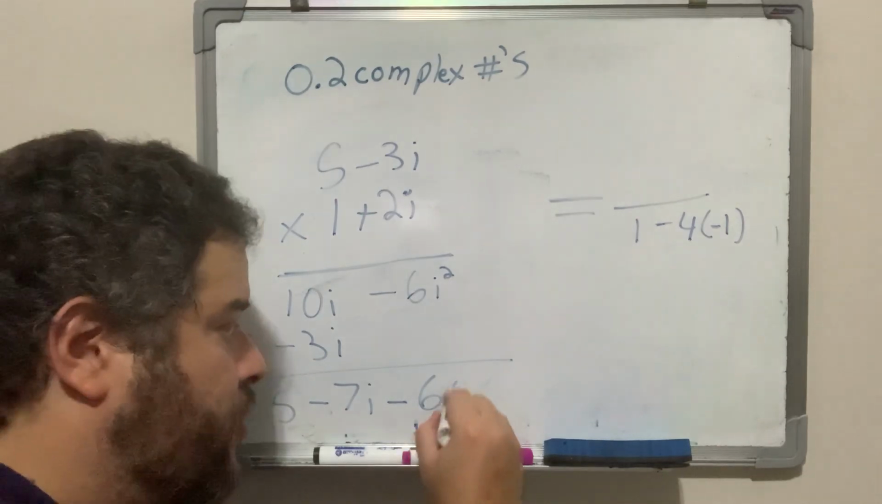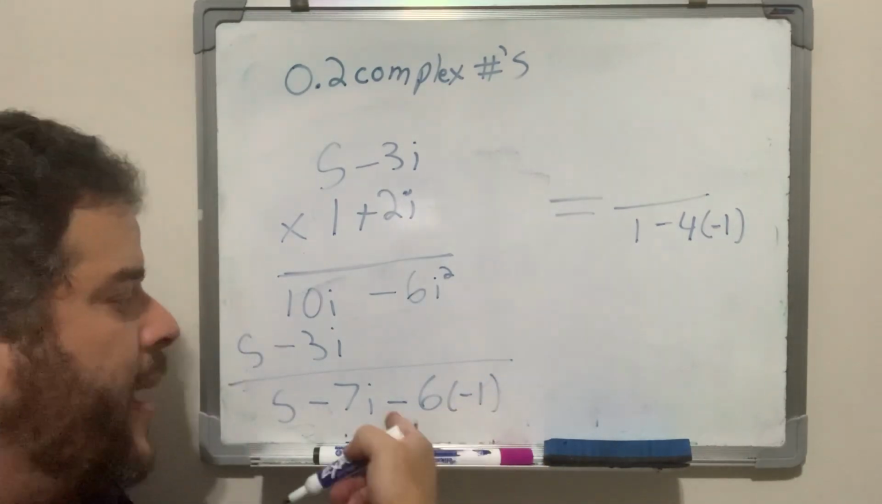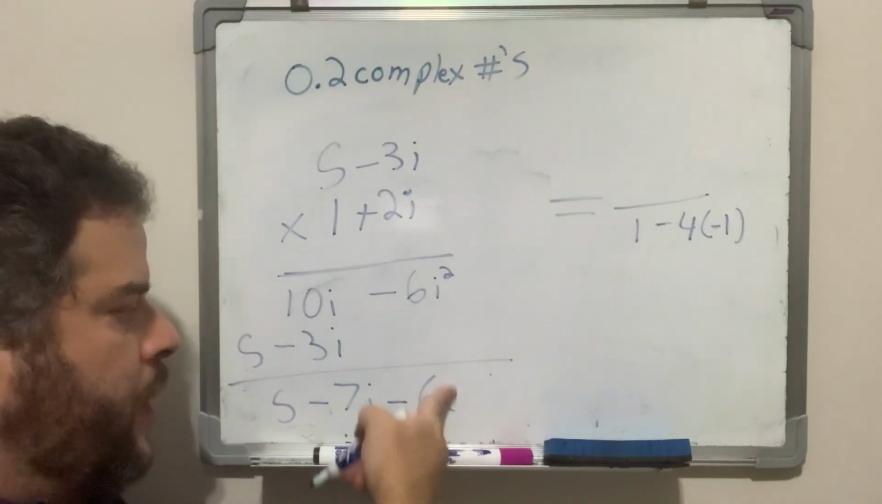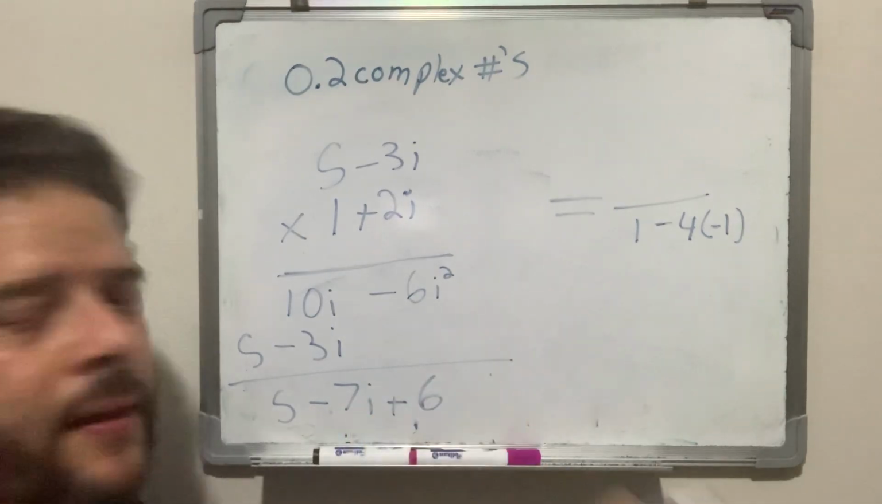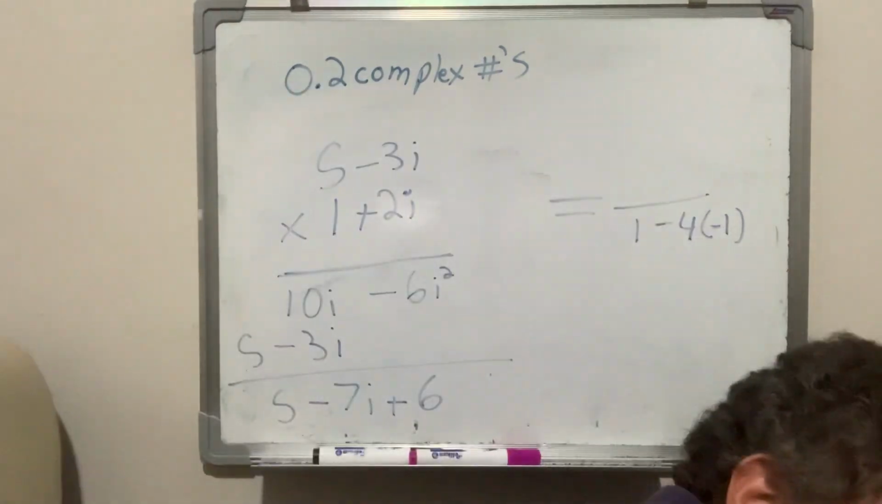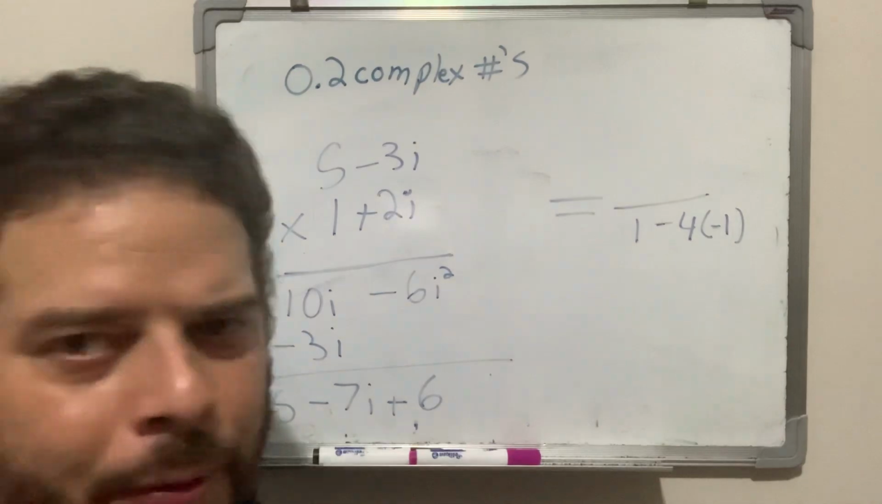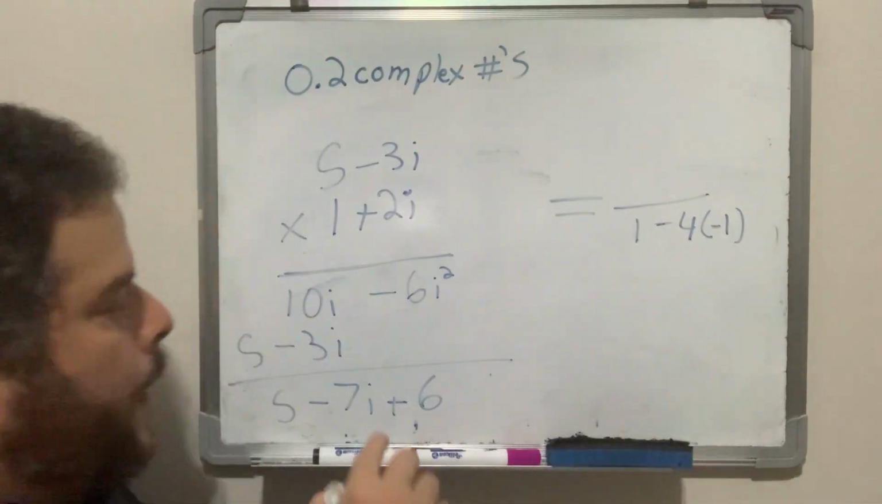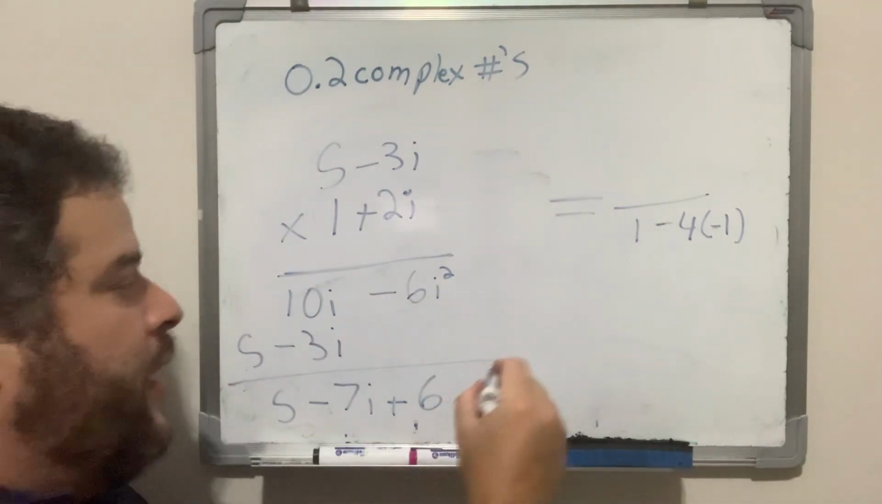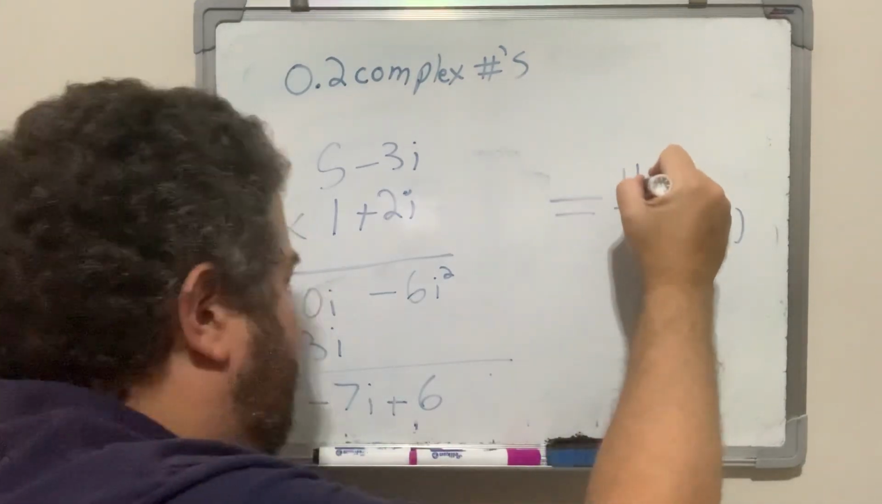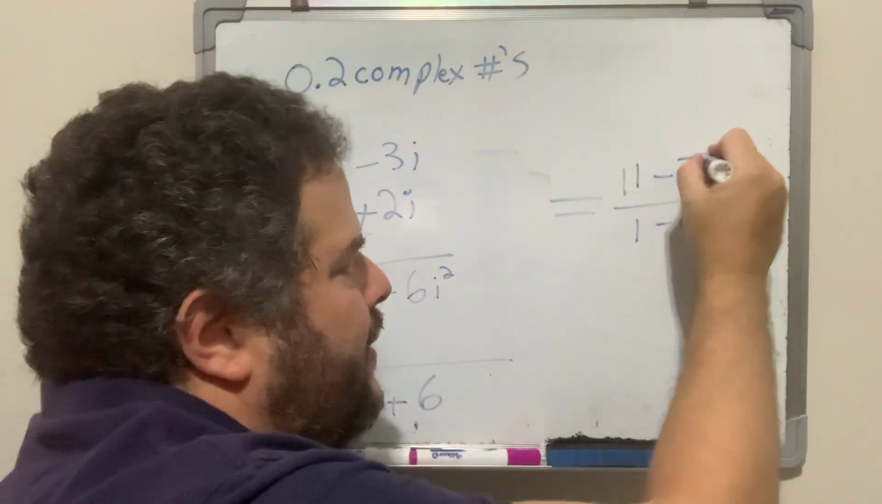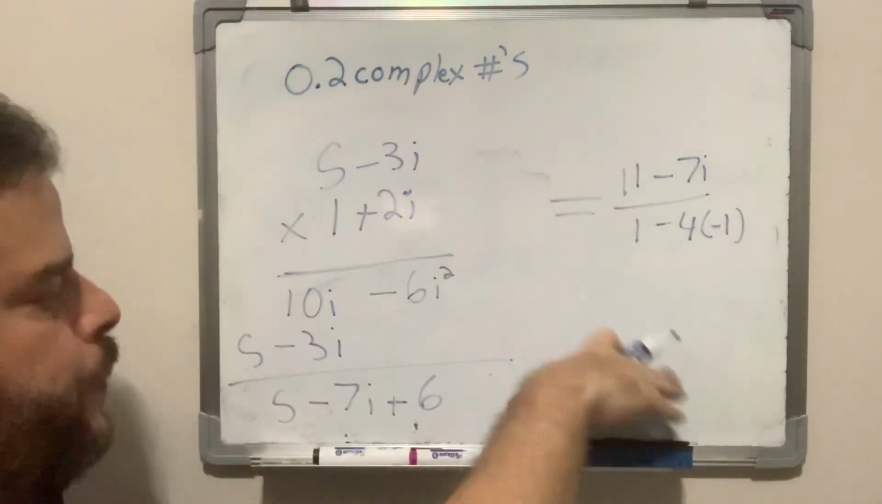I'm going to turn that i squared into -1. When I multiply, this becomes a positive 6. Again, that eraser really doesn't want to work today. It's jumped off the board like 2 times. When you combine these two, you're going to end up in the numerator with 11 minus 7i.